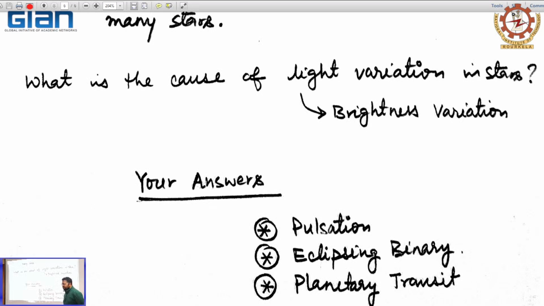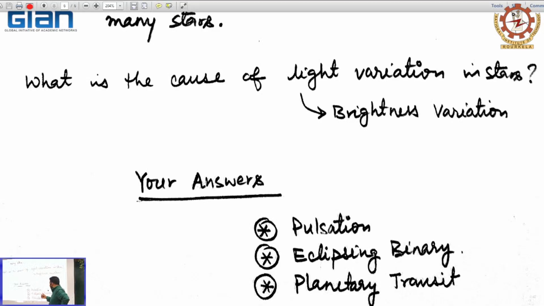Eclipsing binary, planetary transit, how can they change the brightness profile? Binary stars, we know binary stars do exist. How will they change the brightness? Exactly. So what will happen if they are in your line of sight? Obviously, if they are going to have an eclipse, and the brightness of one star is larger or smaller than the other one, you will see that at one point, particularly at the transit time, the brightness of the star will be changing actually.